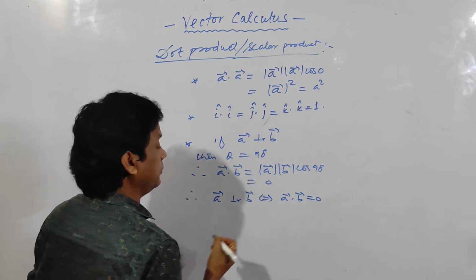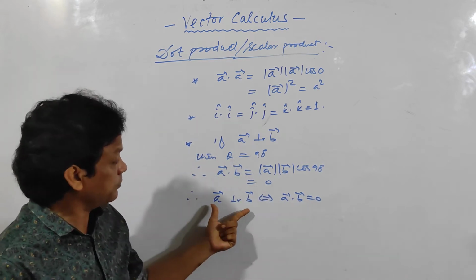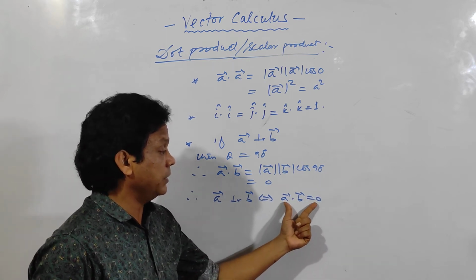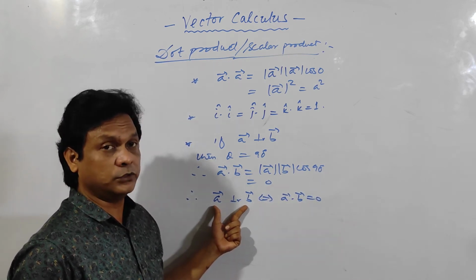What is the meaning of implies or implied by? That means if A is perpendicular to B, then the dot product is 0. And in reverse, if the dot product is 0, then they are perpendicular to each other.